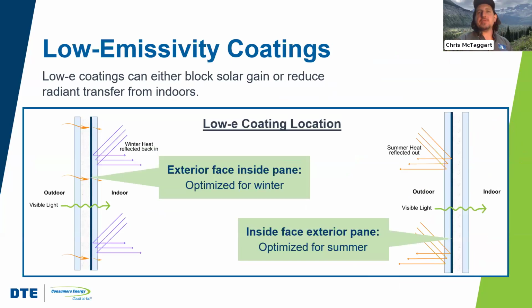The way that windows are able to get lower SHGC, and interestingly enough, these low emissivity coatings actually do affect U factor as well, is that basically the outdoor light can be blocked depending on the location of the low E coating. So on the right-hand side, we see one that's optimized for summer. That low E coating is on the inside face of the outside pane.